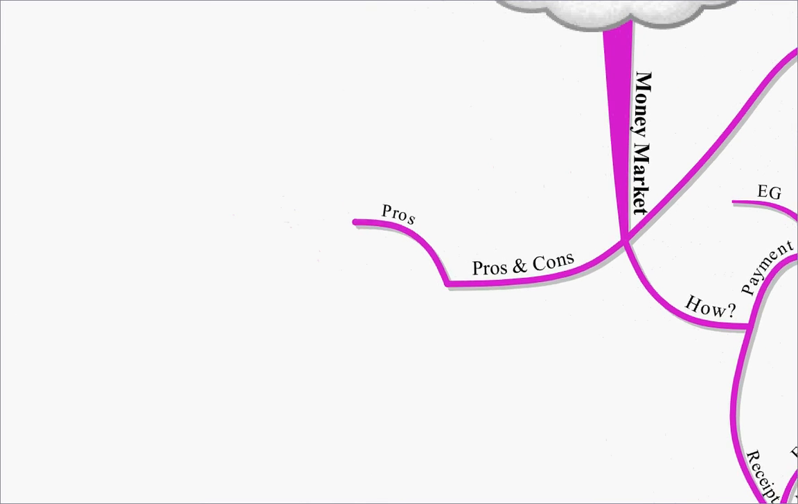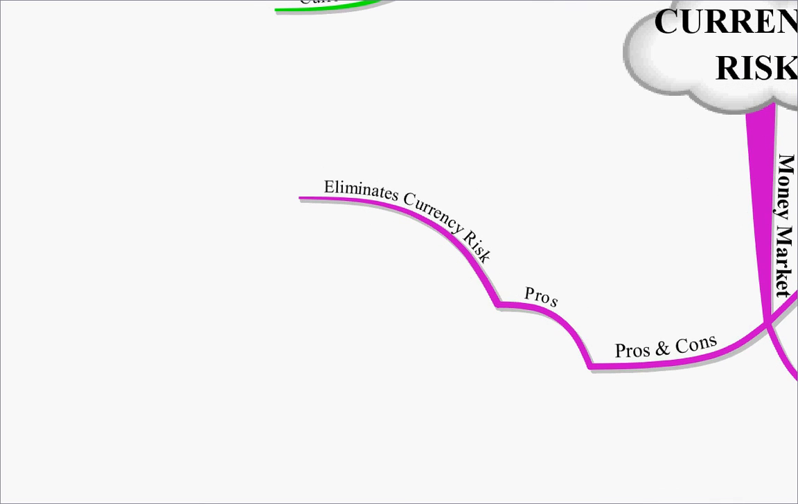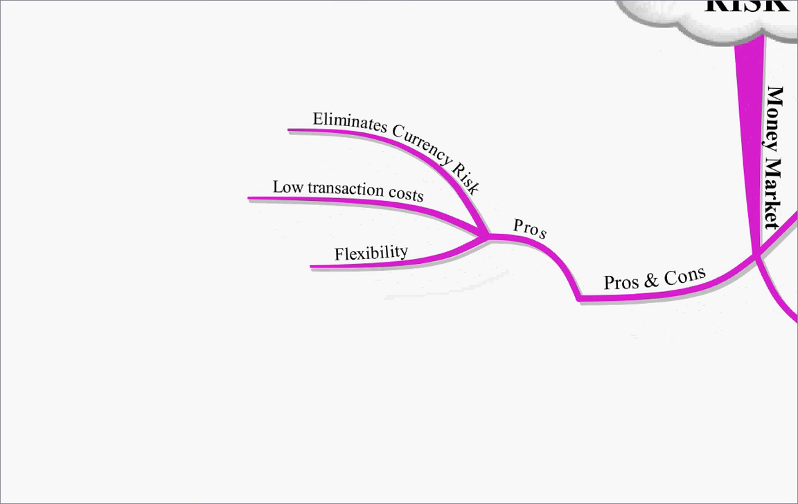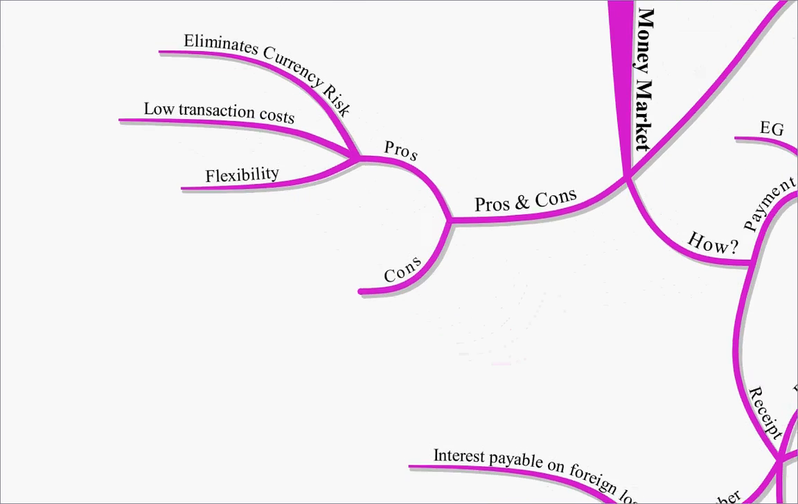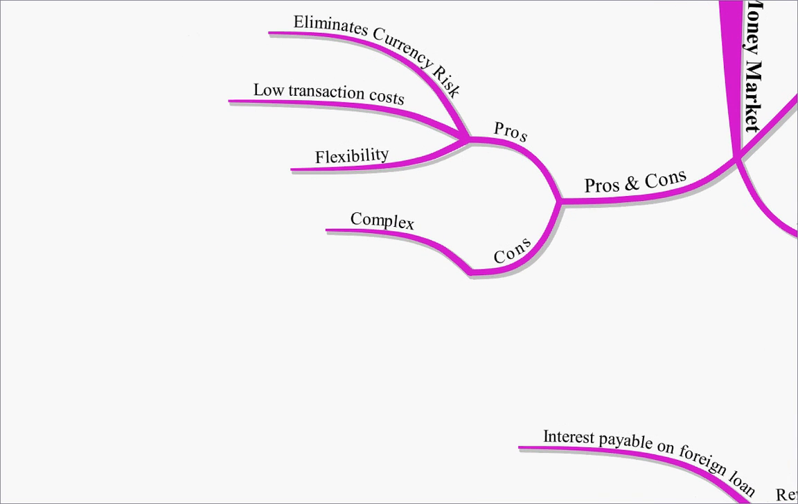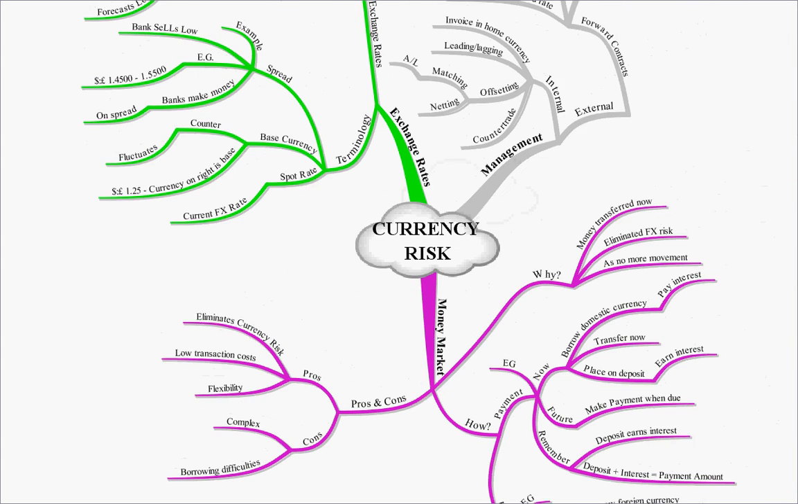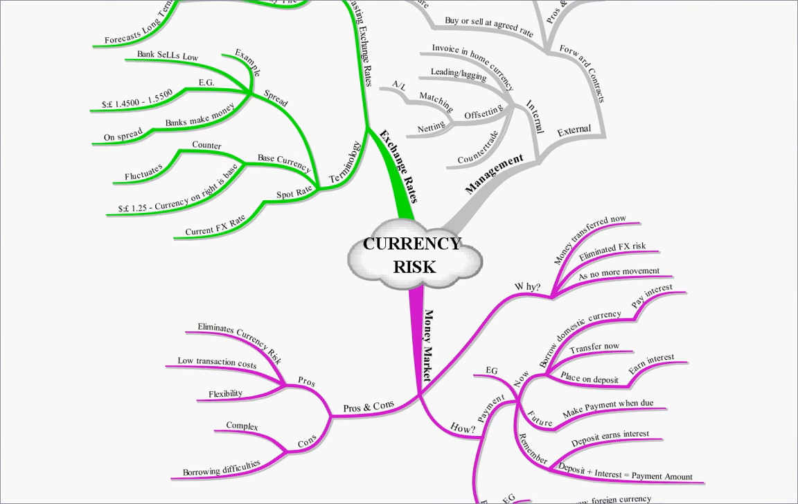So the pros and cons of using a money market hedge. Well, the pros are that first of all, you have eliminated your currency risk because you make the transfer now and use the current prevailing transaction rate. There's low transaction costs and it's pretty flexible. On the other hand, it can get complex, as you have seen, and there may be borrowing difficulties, i.e. if you have to borrow the money abroad, you may have trouble actually doing that. So that was our first slide on currency risk.